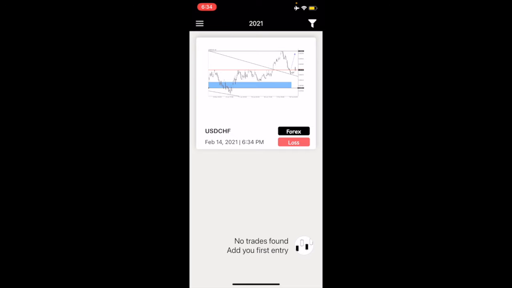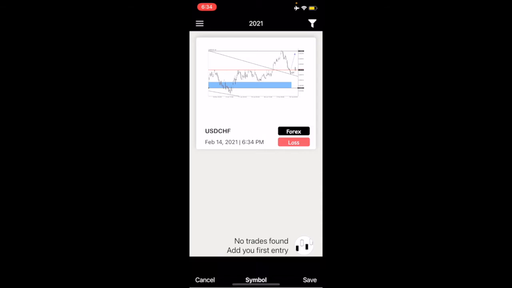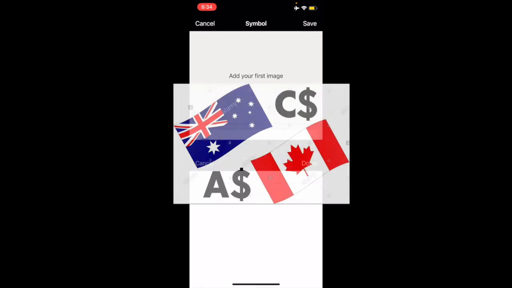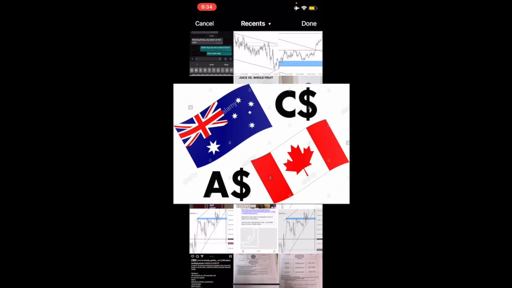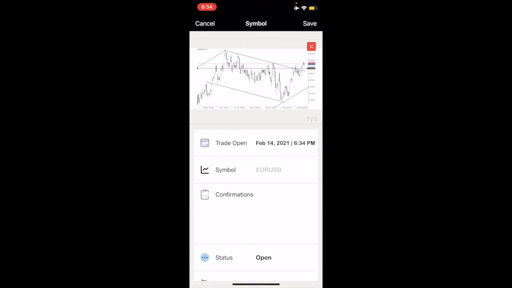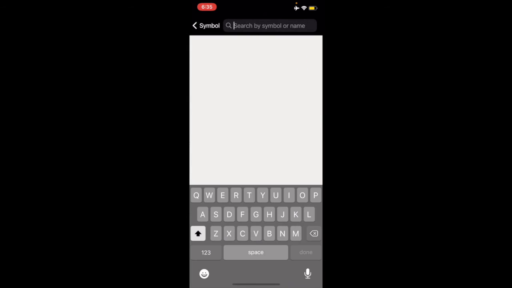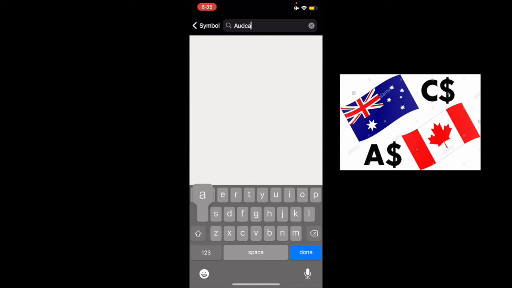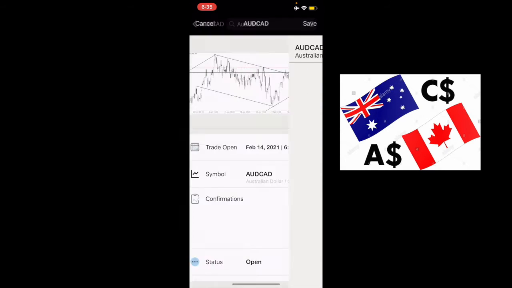For me, I only prefer losses because it's less bulky. I don't want to have so many trades here. I record everything. So we'll add another trade. This was another trade that I took a loss on, AUD CAD. Yeah, you need to screenshot your analysis, and after maybe just take a loss and save it. So after that, you add the symbol, AUD Canadian dollar.